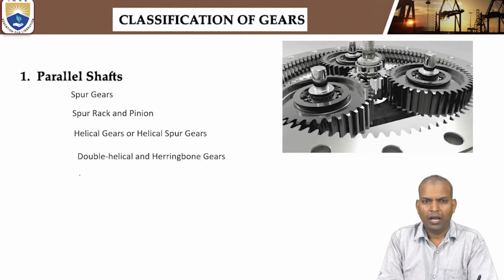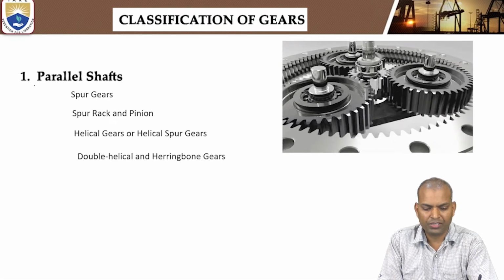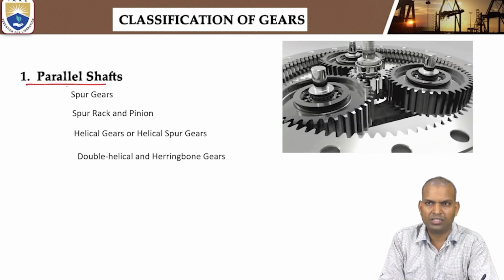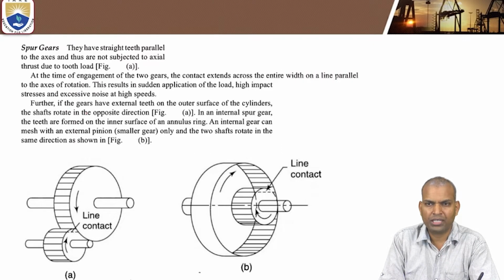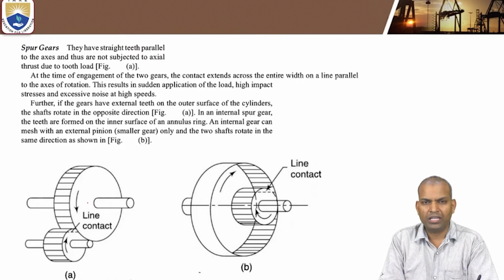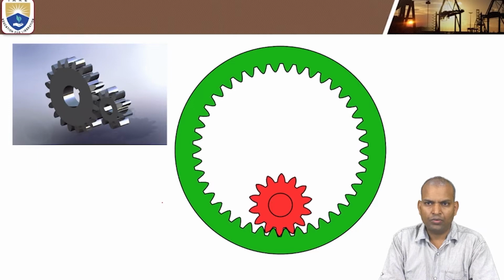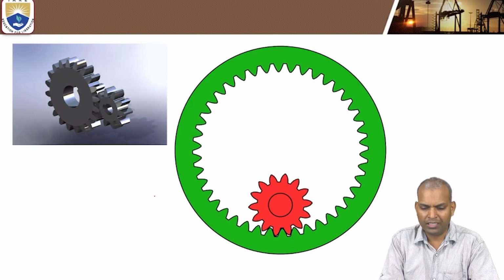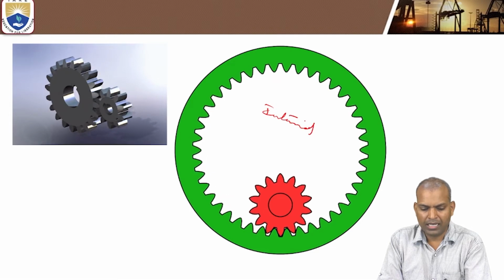Now, let us recapitulate the parallel shafts. In the parallel shafts classification, there are various types. Spur gears, again, are of two types: one is external meshing, another is internal meshing. In external meshing, both the wheels rotate in opposite directions, whereas in internal meshing, both wheels rotate in the same direction. This is the internal meshing, and this is the external meshing.